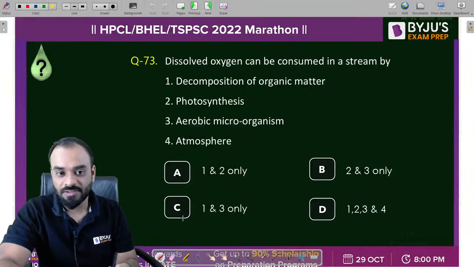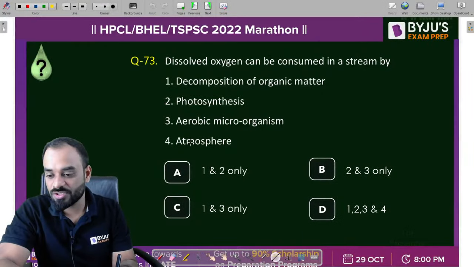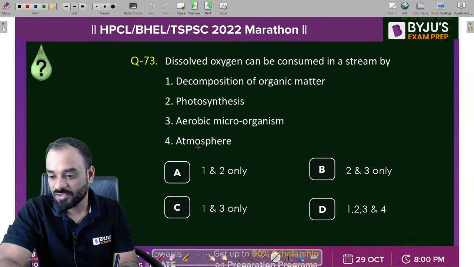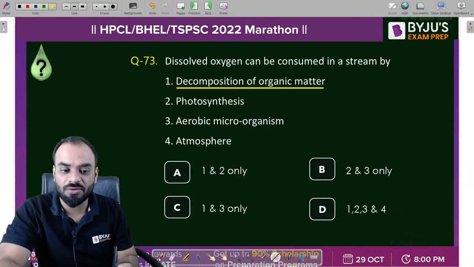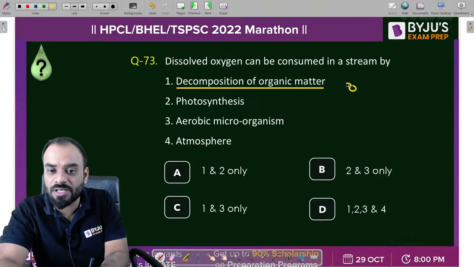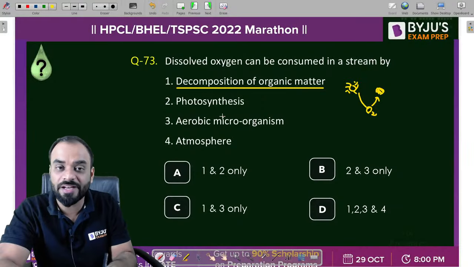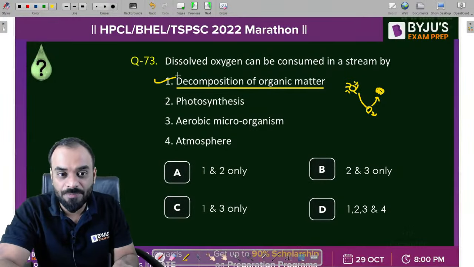C, very nice, smart trick. Okay guys, let's understand this question. So decomposition of organic matter. We know that if microorganisms are there, these microorganisms are trying to consume the organic matter and ultimately they are trying to use the oxygen to degrade this particular organic matter. And that's why the first option can be correct.